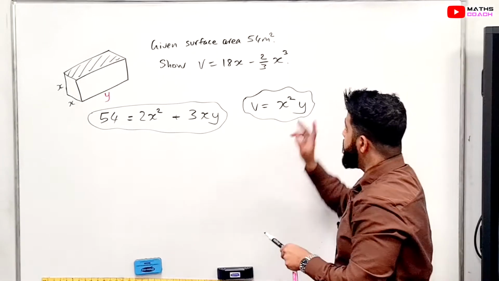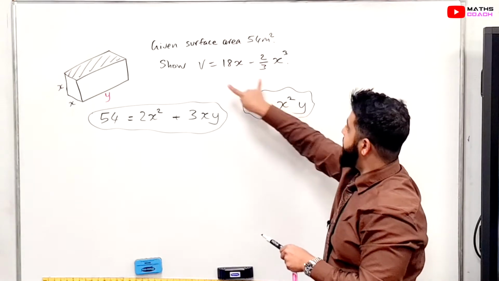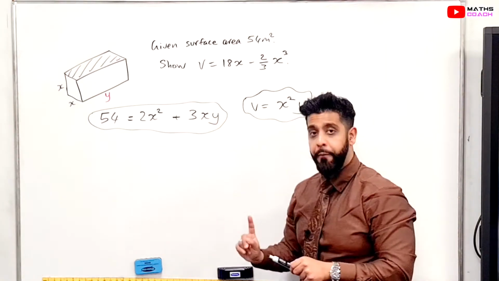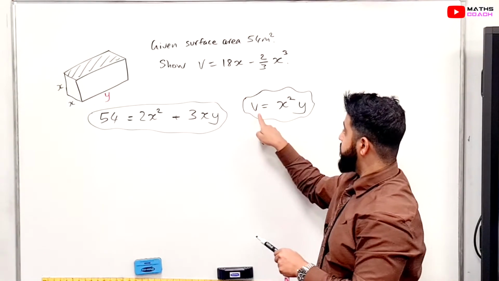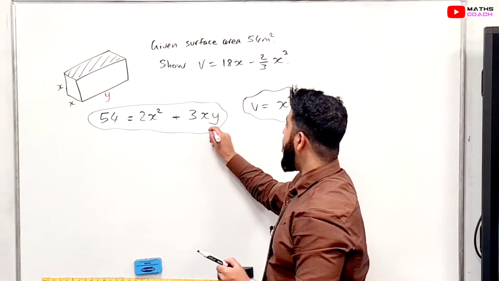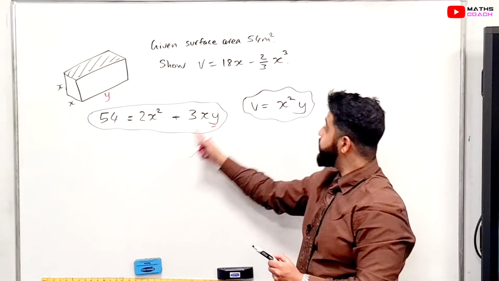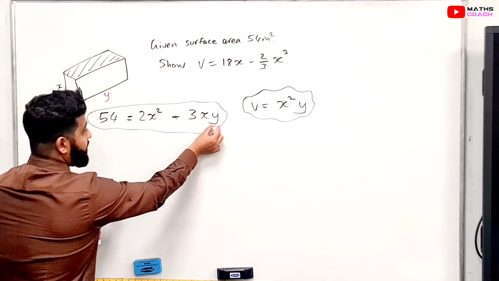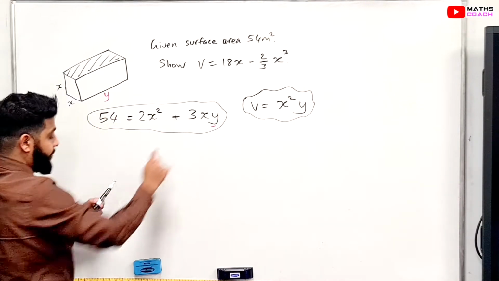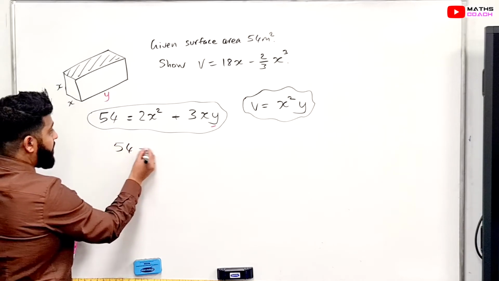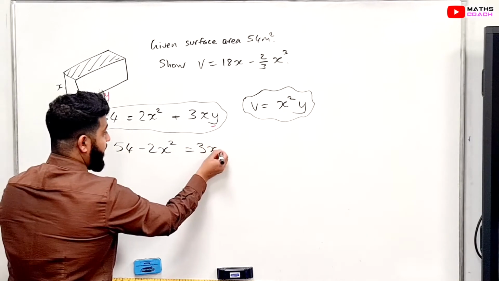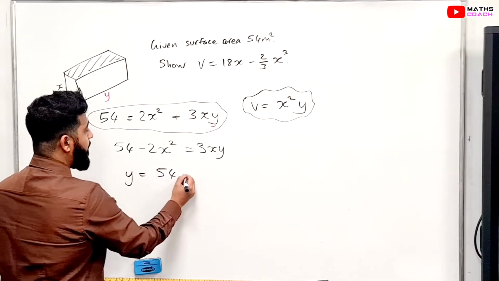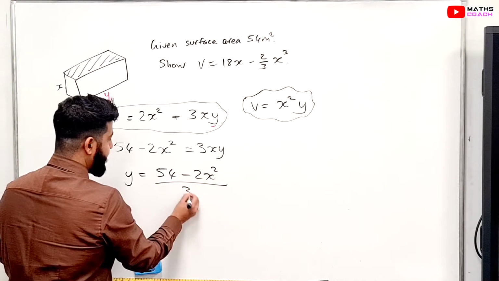Now, notice what it wants us to have in our final version. There is no y in here, like these two have a y. And it wants us to have V equals. So that means we'll make y the subject of this equation and we will substitute it in there. So how do I make y the subject? Well, I will take this over to this side and then divide by 3x, giving me 54 minus 2x squared is equal to 3xy. So now I will divide by the 3x. So therefore y would be equal to 54 minus 2x squared divided by 3x.